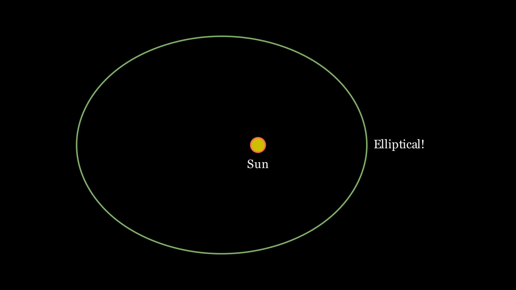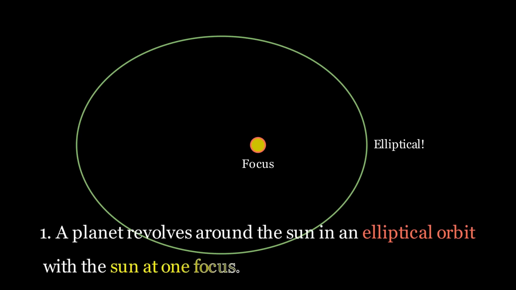Now, if the orbit is elliptical, what is special about the Sun's position? Well, it is located at one of the foci of the ellipse. Remember that an ellipse has 2 foci, so the Sun occupies one focus. And that is Kepler's first law: a planet revolves around the Sun in an elliptical orbit, with the Sun at one focus.